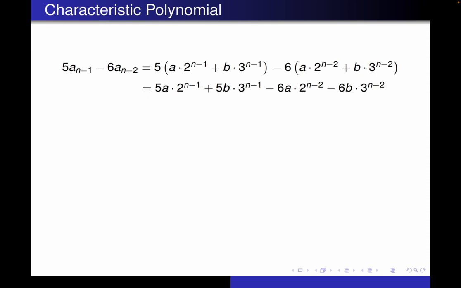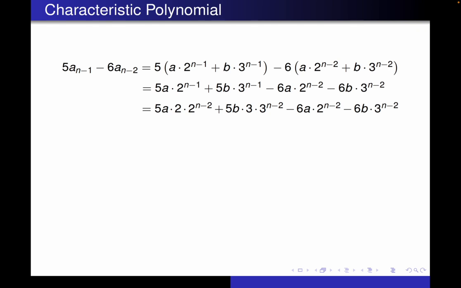And we've been in this situation before where we almost have like terms. That 2 to the n minus 1 is almost a like term with 2 to the n minus 2. Same with 3 to the n minus 1 and 3 to the n minus 2. Fortunately, we know our little algebraic trick. We can steal one of the 2's out of the 2 to the n minus 1. That gives us 5a times 2 times 2 to the n minus 2. We can steal one of the 3's out of the 3 to the n minus 1. That gives us 5b times 3 times 3 to the n minus 2. And then we leave the other terms alone.